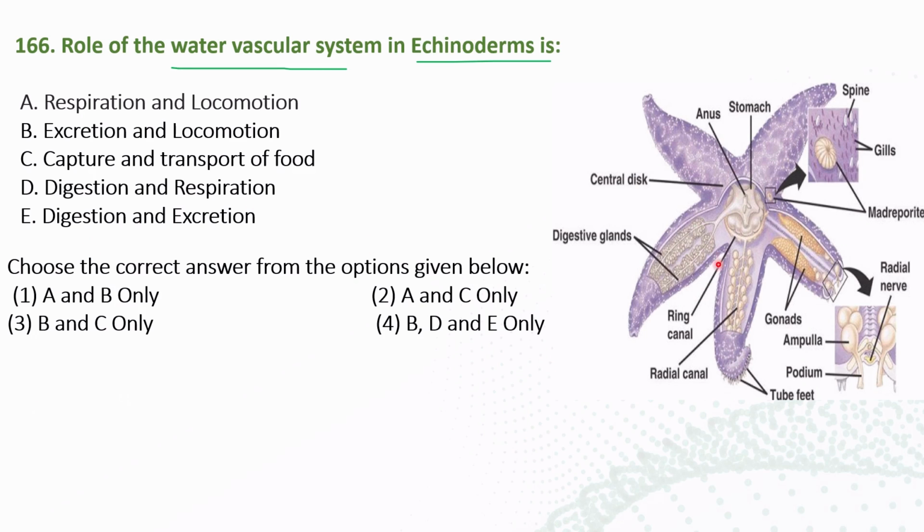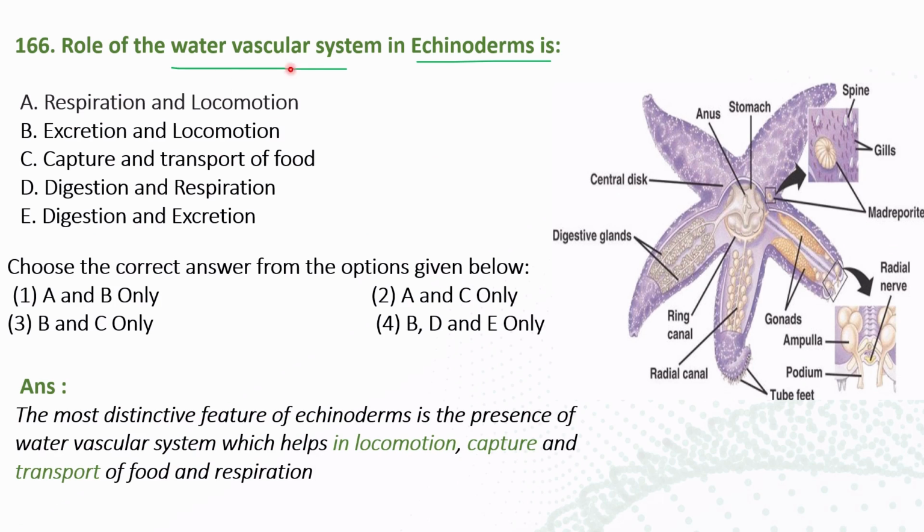Okay, so here you have to say what the main role of this water vascular system is. First, with the help of the water vascular system only, the starfish can move, so it helps in locomotion. Second, the starfish also respires through this water vascular system only. The distinctive feature is that it helps in the capture of the things which it has to take inside, like the prey, and the transport of food from one place to another.